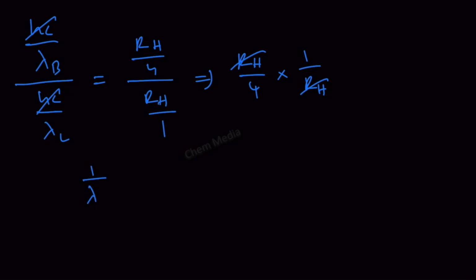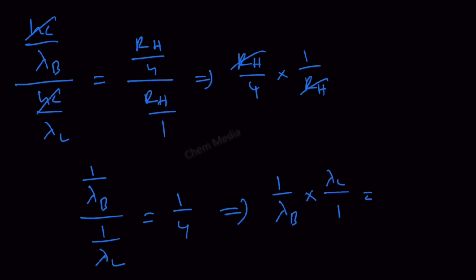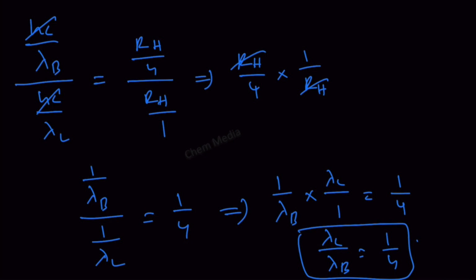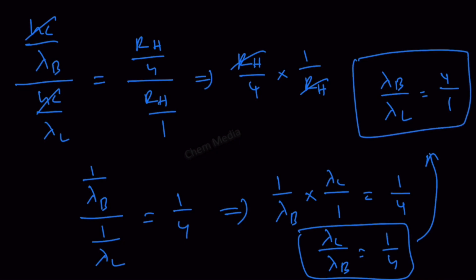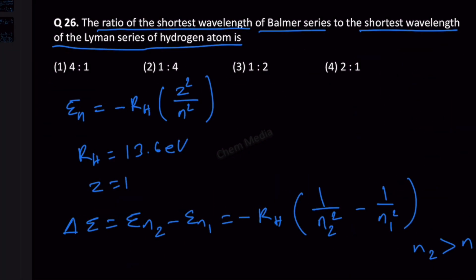So this means 1 by lambda b divided by 1 by lambda L is equal to 1 by 4, which we can write as 1 by lambda b times lambda L divided by 1, and that is equal to 1 by 4. So basically lambda L divided by lambda b is equal to 1 by 4. But that is not what they are asking. The reverse of it, lambda b divided by lambda L, we need to find out. So therefore that is equal to 4 by 1, which means 4 is to 1. That is the correct answer. Therefore option 1 is correct.